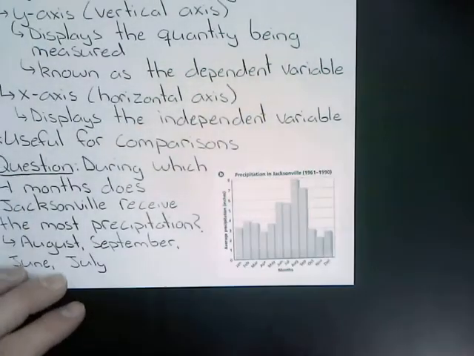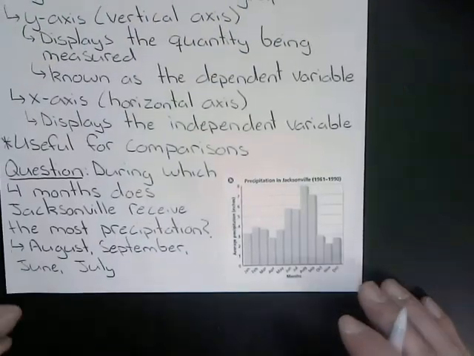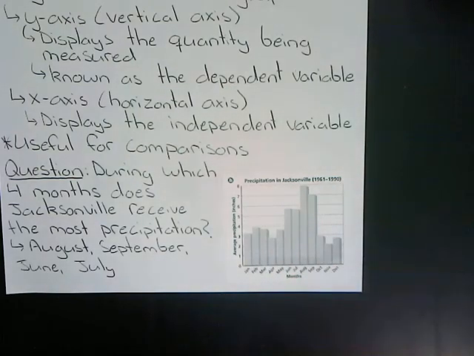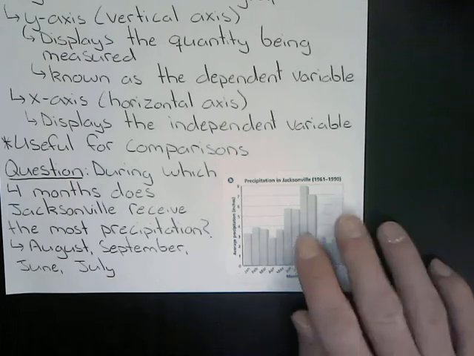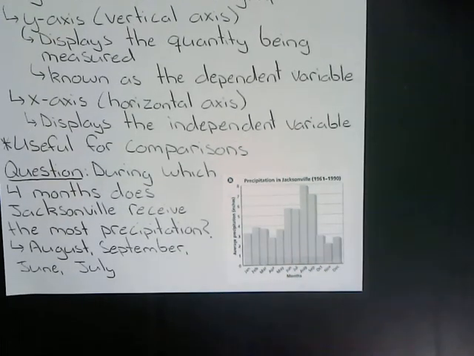So these graphs make it really easy to identify certain questions and make it really easy to identify things that happen over a period of time here. Now again, this is useful for comparing, and we compared the average precipitation in the given month for the city of Jacksonville, Florida. All right, so now we can move to our last graph that we commonly use, and that is known as a line graph.